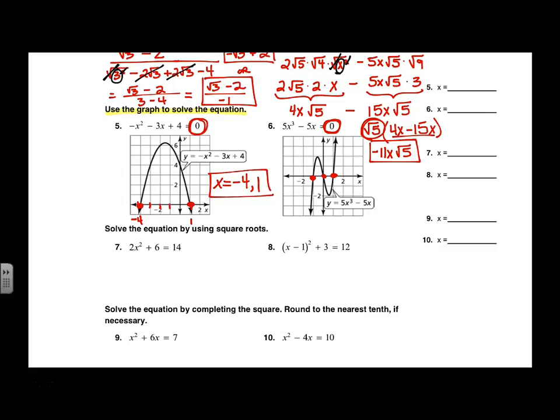Now where does it hit for number 6? Those of you guys that got it right. 1. Negative 1, positive 1, and 0. There's 1 at negative 1, 0, and positive 1.